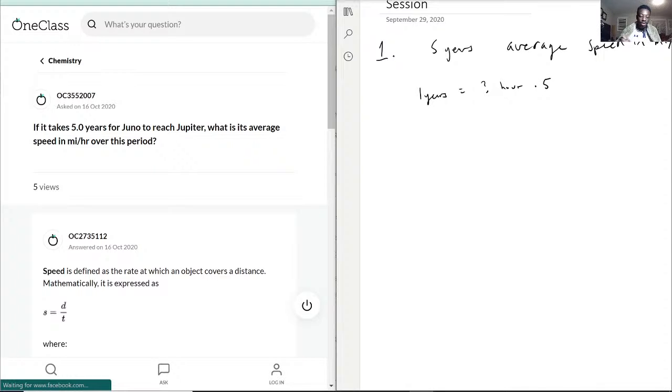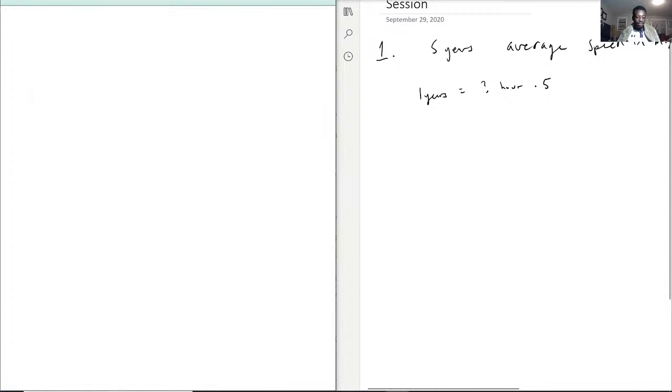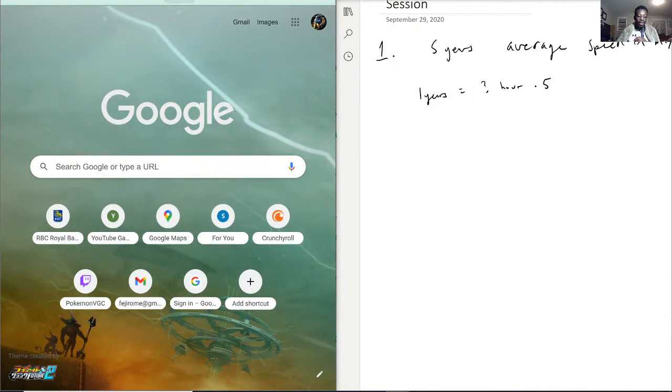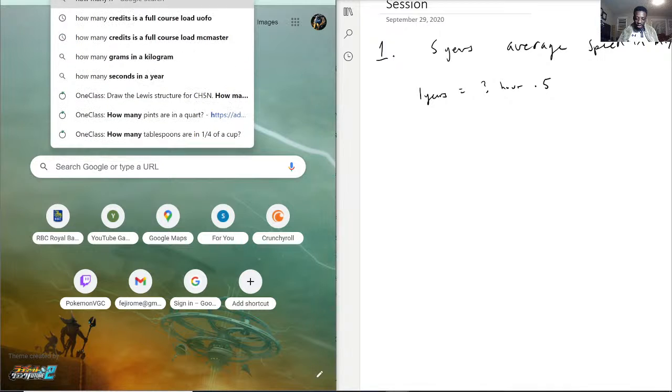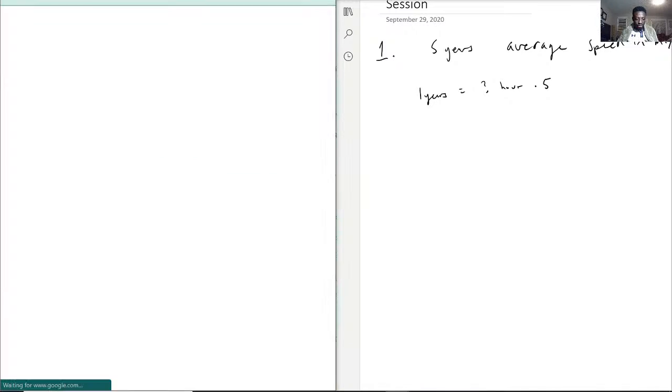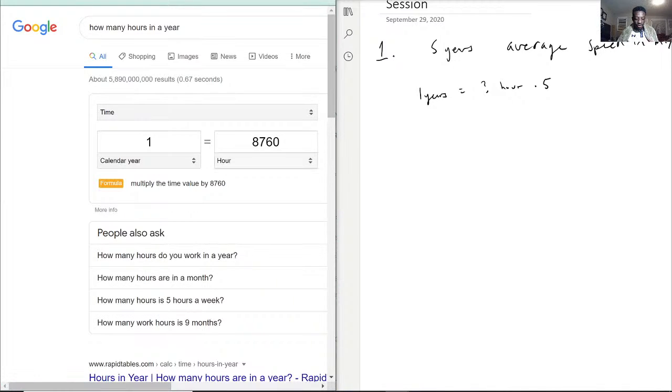Make sure you keep your units. If you're given a conversion sheet, that works a lot easier. But this one's a little bit tricky when it comes to time because it's usually easier to search it up. But simply put, how many hours in a year? So this is what they're giving us. There's 8,760 hours per year. And the reason why I wrote it like that is because it's important to keep your units.